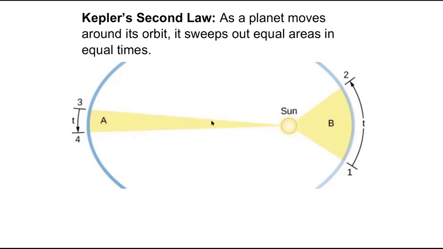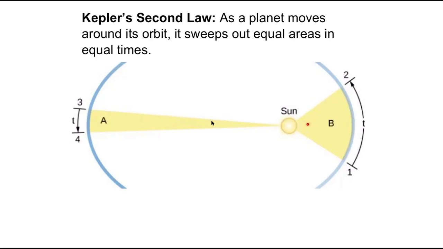If area A and area B are exactly the same, then it must be that the time it took to go from 1 to 2 is exactly the same as the time it took to go from 3 to 4. Okay, that's the law. Equal area and equal time. It's easy to say, but what does it mean, what are the implications, and why is it important? Well, it implies that planets cannot be at constant velocity as they move around the sun. They have to be changing in velocity, right?